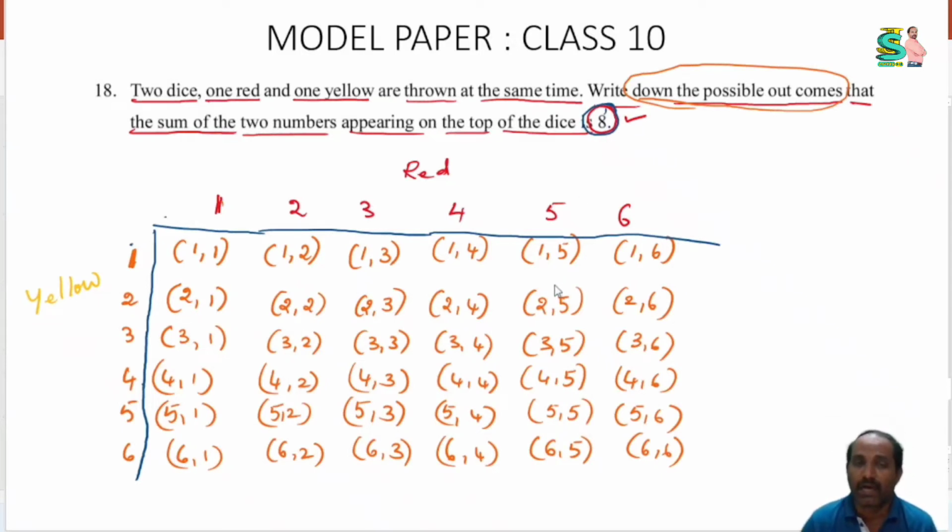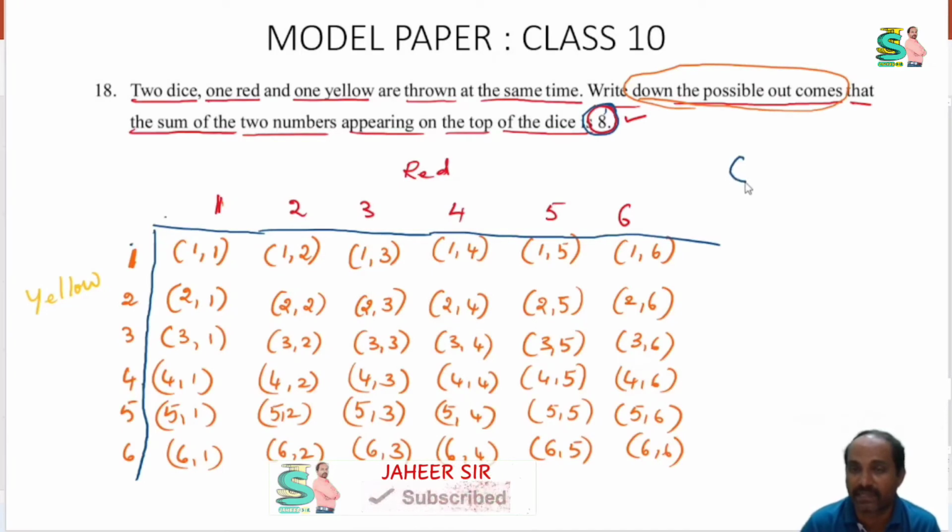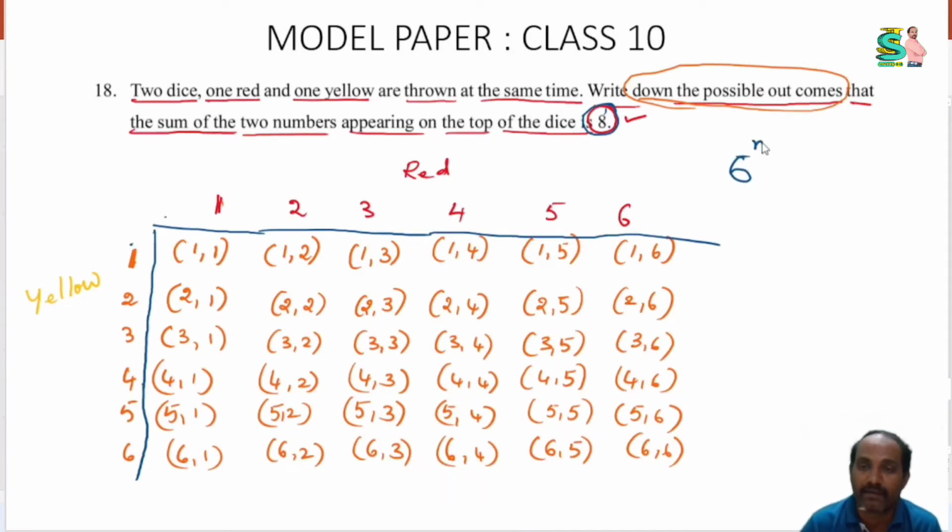Now first of all, how do these 36 outcomes come? Here there is a formula. One die has 6 faces, that's why 6, to the power n. Here n indicates the number of dice. Here 2 dice at a time, that's why 6 squared, that is equal to 36. If 3 dice are there, then 6 into 6 into 6.